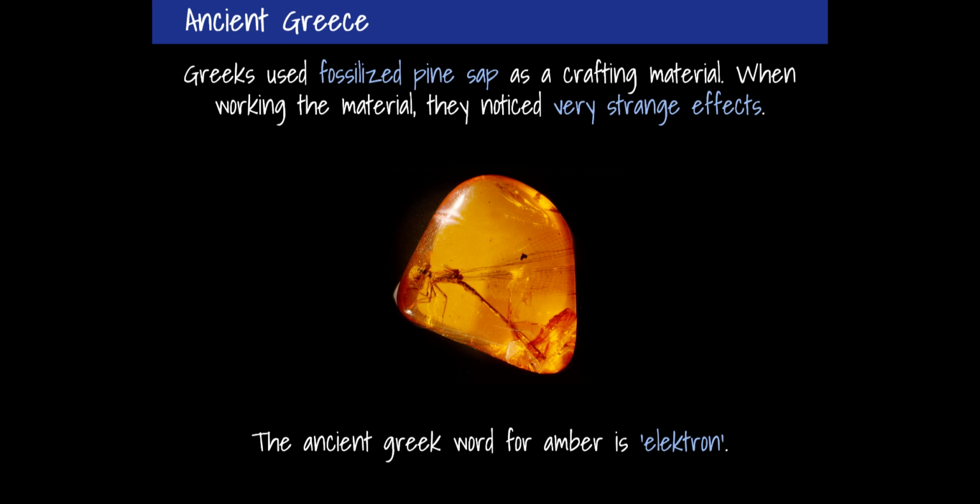And there was a substance that the ancient Greeks were very, very interested in, and that was sort of fossilized pine sap. A substance called amber. The sap leaks out of the tree, it piles up on the ground, solidifies, and then over a long aging process becomes almost like stone.